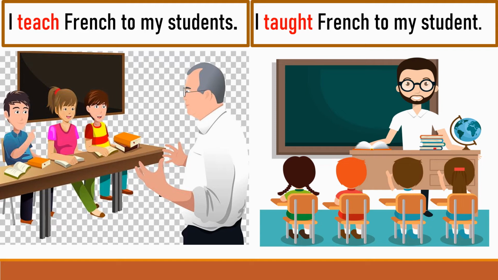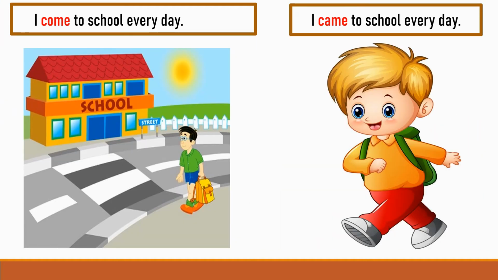So here taught is a past tense and taught is which verb? Regular or irregular, student? Tell me. Yes. Correct, student. Taught is an irregular verb because here at the end we have not used ed. Have you understood, student? So teach is a present tense and taught is a past tense. Student, let's see this sentence. I come to school every day.